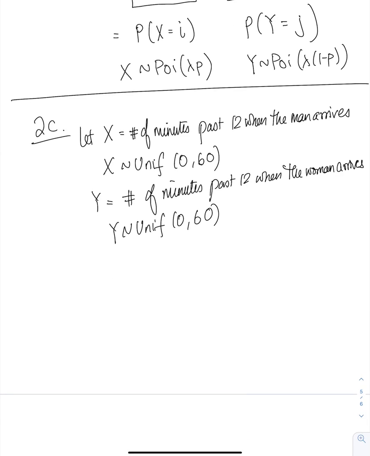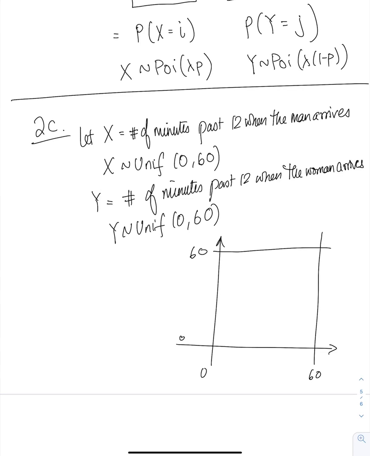All right, and I like to draw a picture. I know in the book they go straight into the theory and explain this without any drawing, but I like to do this. So that's the y-axis and that's the x-axis, and that's 60, 0, 0, 60. This will stand for the woman's arrival time. That stands for the man's arrival time. And you know that is the line x equals y.